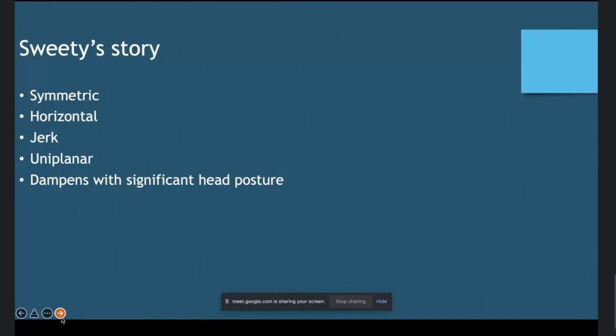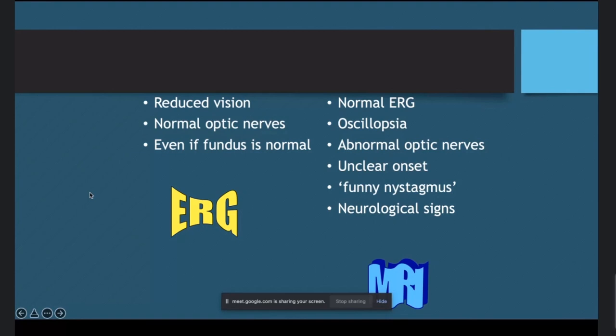So, this is Sweetie's story. It's a symmetric nystagmus, and like Sneha very nicely described it, it's horizontal, jerk, uniplanar. It dampened with a significant head posture. Okay, now we don't know what to do with her. Should we evaluate her further? Should we investigate? Should I get ERG? Should I get MRI? What should I do? So when do you get ERG? When do you get MRI? So we have to decide whether we want to do anything for Sweetie.